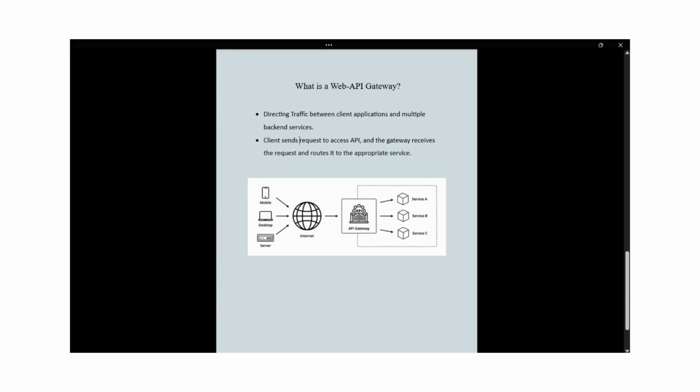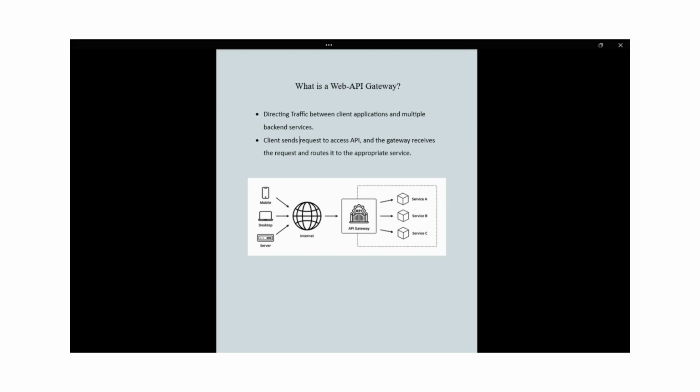Let me explain what a web API gateway is before showing you how to create a web interface and read data. A web API gateway, also known as an API gateway, is like a traffic cop for web APIs, directing traffic between client applications and multiple backend services. When a client sends a request to access an API, the gateway receives the request and routes it to the appropriate backend service. In addition to routing requests, the API gateway provides features such as security. I hope you have understood my explanation and found it useful.